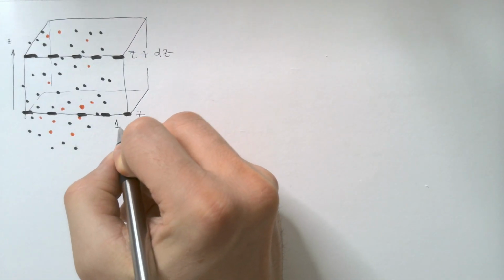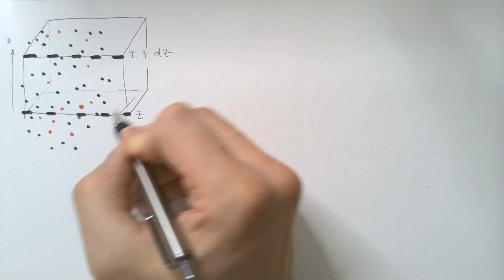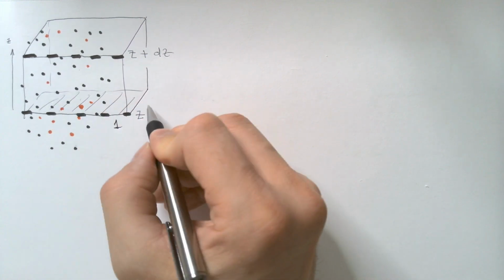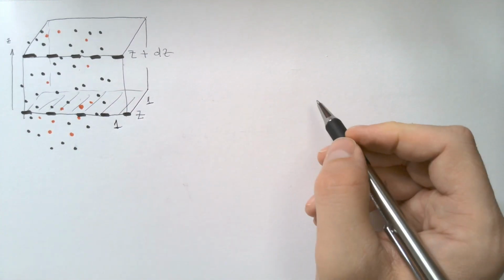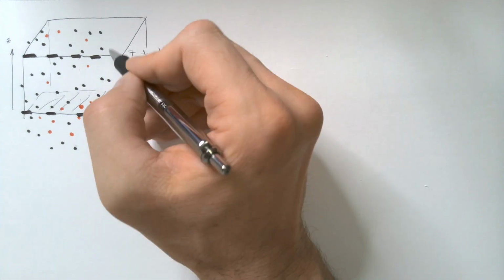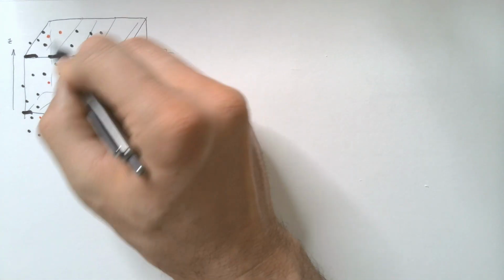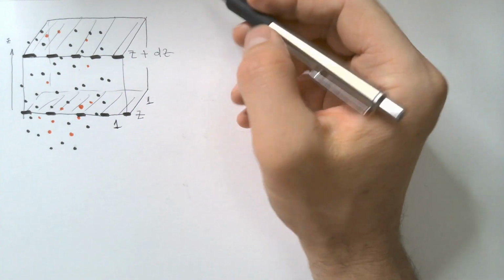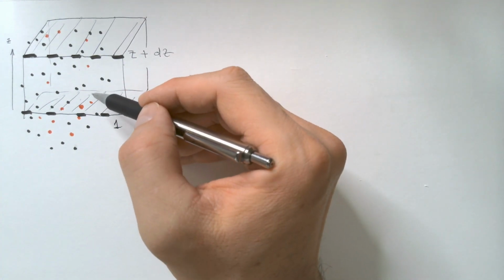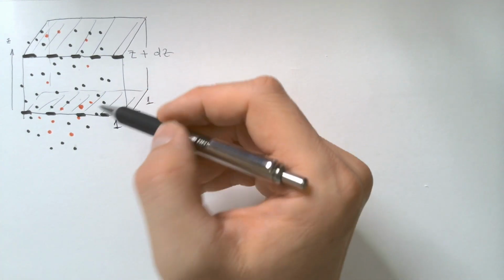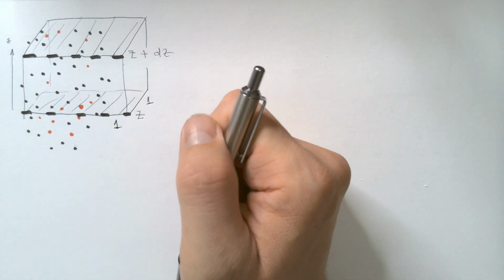Suppose that the area of this box is unit area, just like in our previous video, and therefore this is also unit area over here. We want to know how the number of red particles is changing in this volume with time.